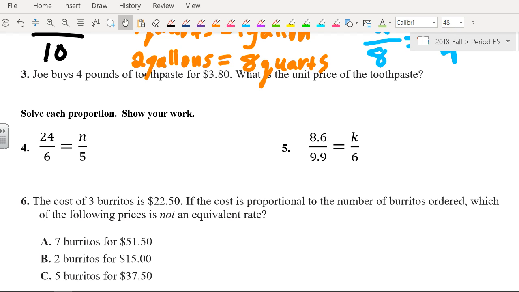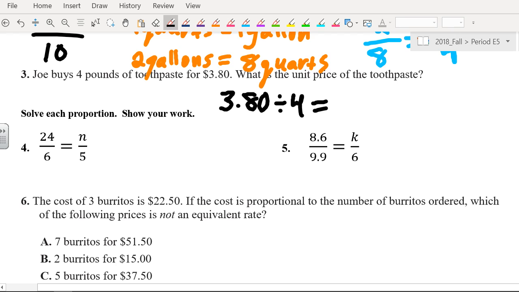So how do we do this problem? You gotta divide 3.80 by 4, and you get 0.95. Is that correct? Okay, so 0.95 is the unit rate.